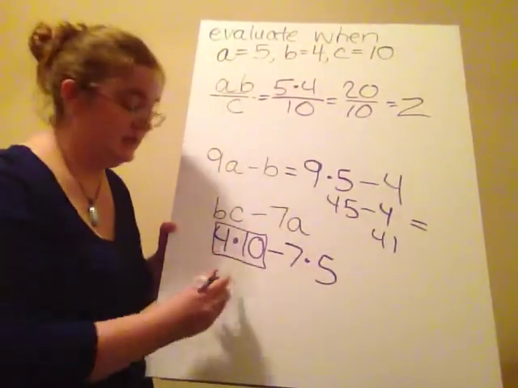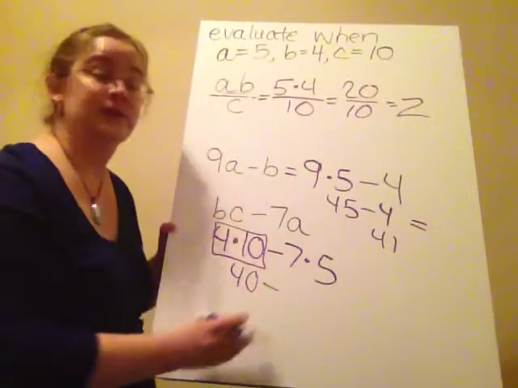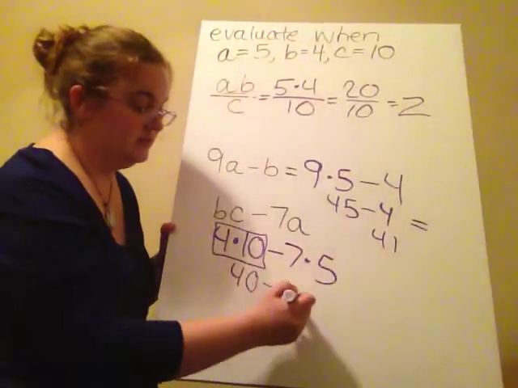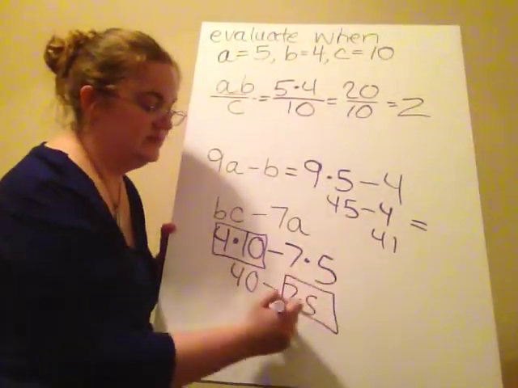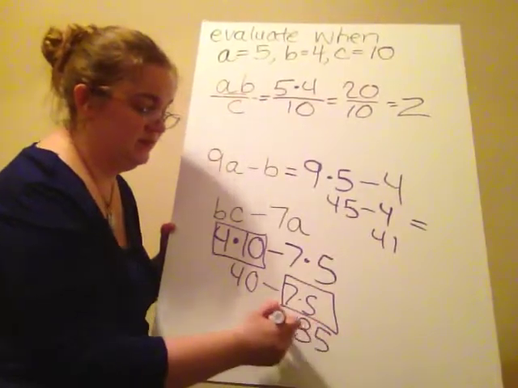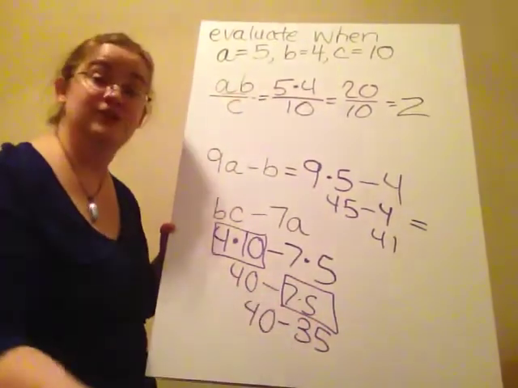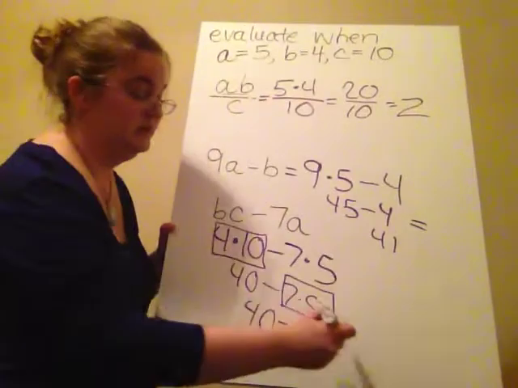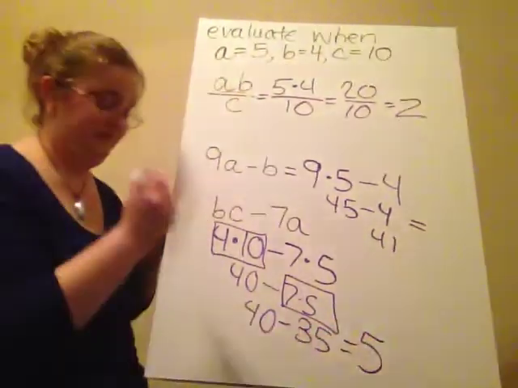So 4 times 10 is 40. And I'm going to bring down the 7 times 5. 7 times 5 is 35. And you're just going to finish by doing 40 minus 35, which comes out to 5.